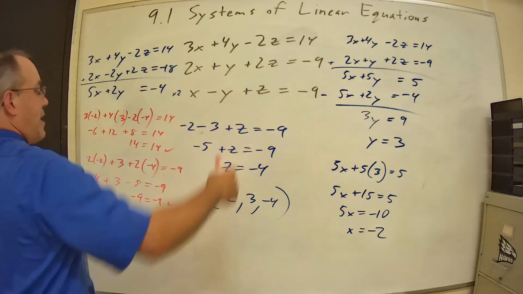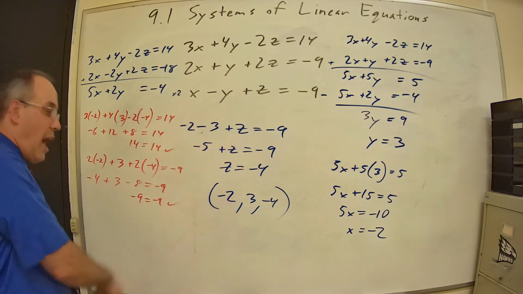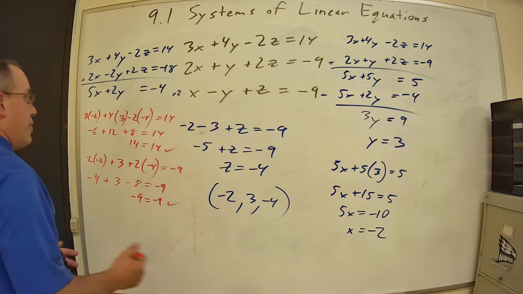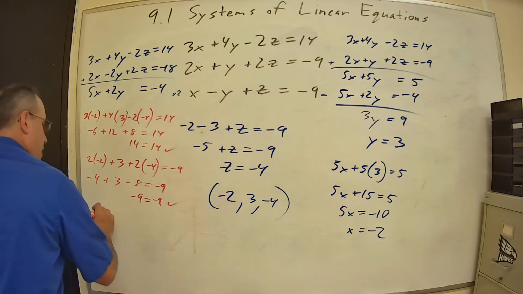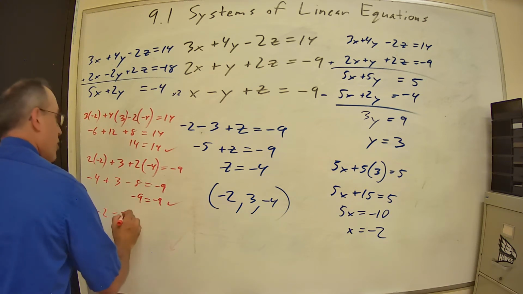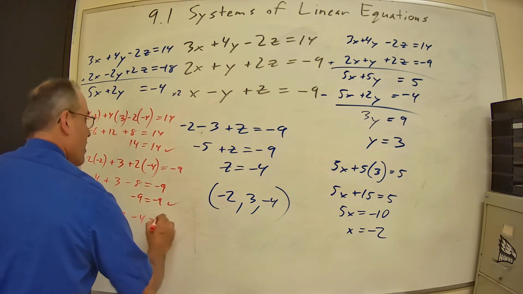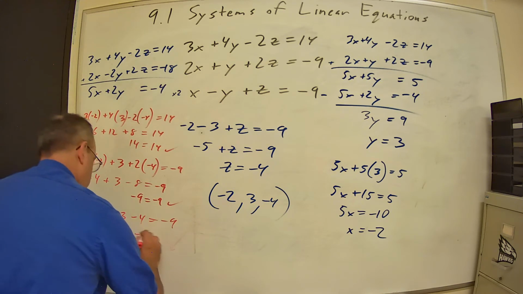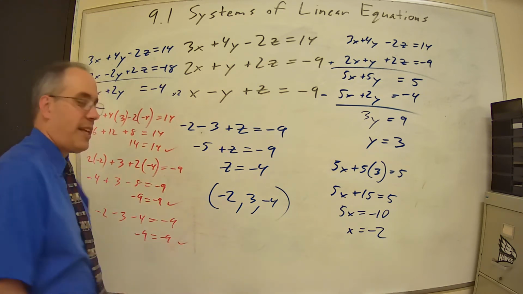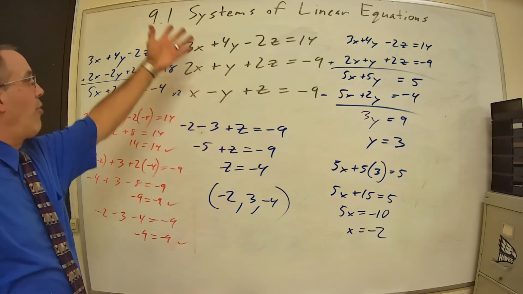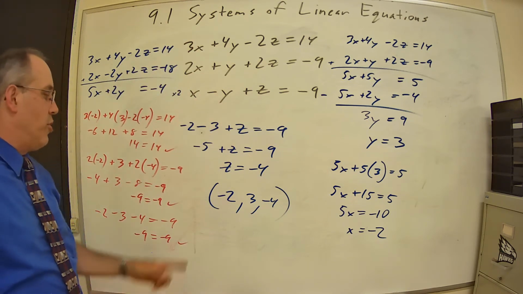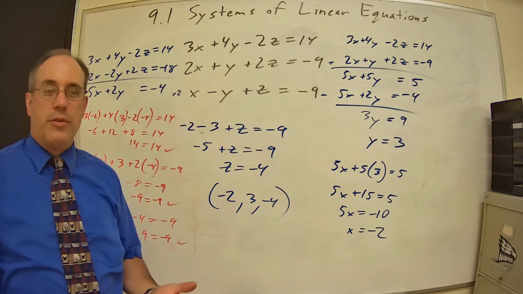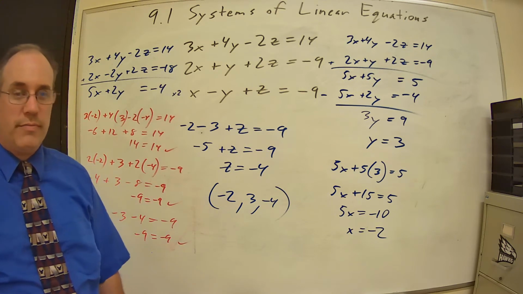Okay, let's verify it in the last one. It should work in the last one because that's where we got our final value from, but we still want to make sure we didn't make a mistake somewhere. So negative 2 minus 3 minus 4 is equal to negative 9. Negative 2 minus 3 is negative 5. Minus 4 is negative 9. Negative 9 equal to negative 9. And yes, it did work for all three equations. So negative 2, 3, negative 4 is a solution to our system of 3 linear equations.